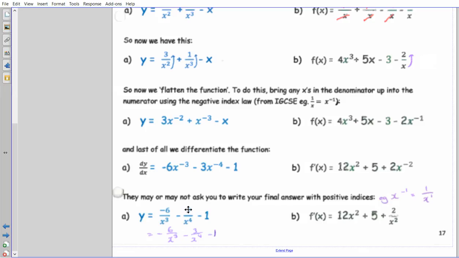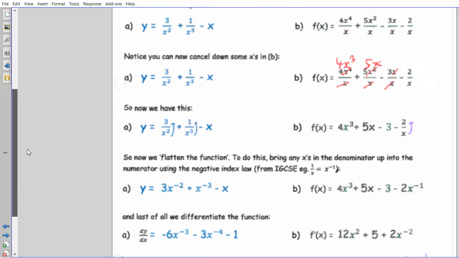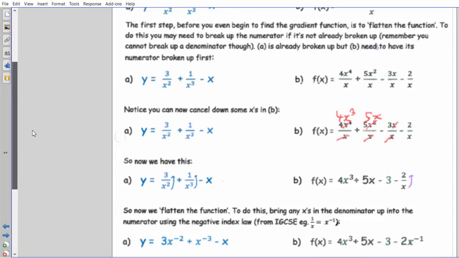And same thing with that, you could have written this as negative 3 over x to the 4, or you can put the negative there. This is probably, to be honest, how they'll write the answers. And therefore, that's the gradient function for that one. Here's another more complicated one, as I said.